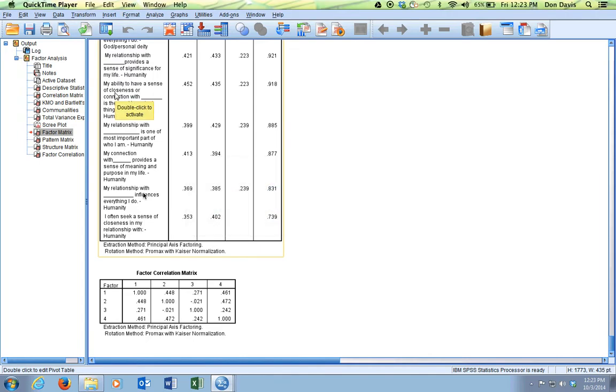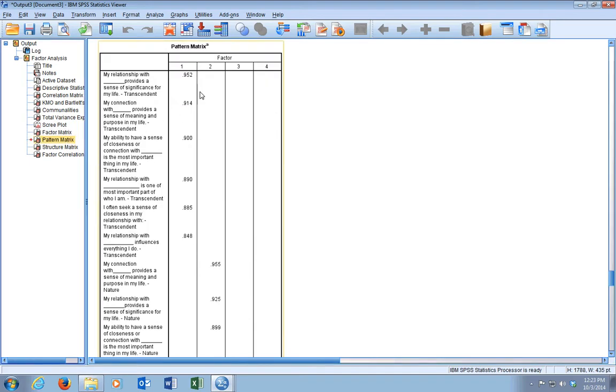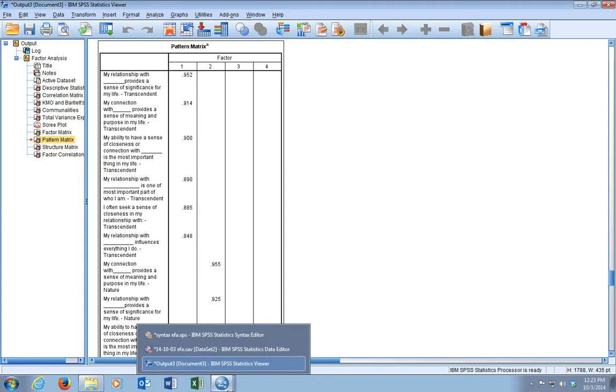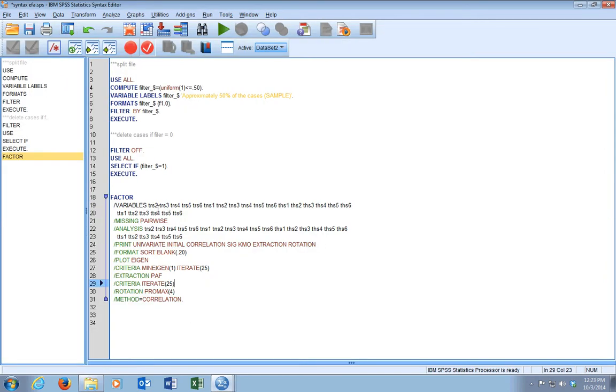So if we had run into problems with the pattern matrix where we had cross loadings, what we would do is, in the next round, exclude items that didn't meet our criteria, and then we'd rerun things until all of our items met criteria. And the way you do that is, say we were going to drop items 2, 3, 4, 5, 6. So you could just delete those from here and here.